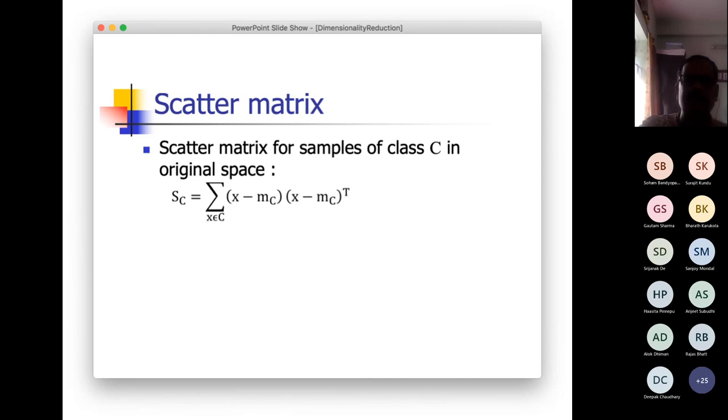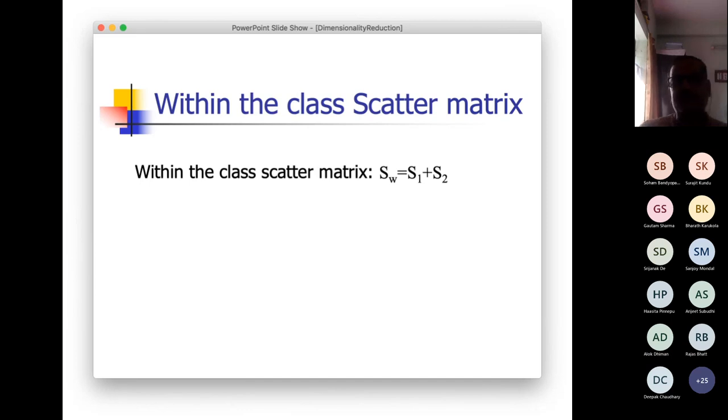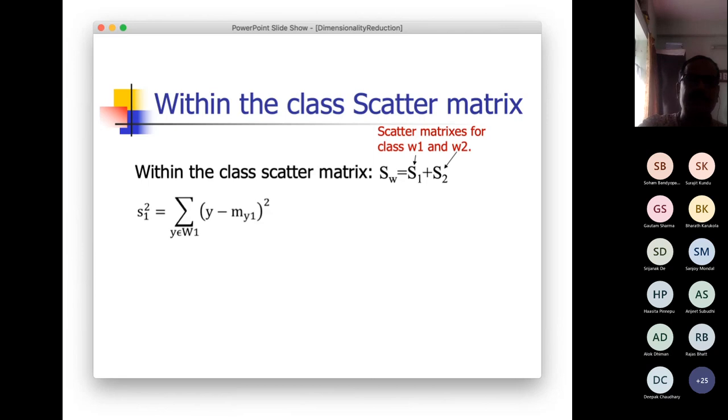That's all. So that is what the class scatter matrix is. SC is a scatter matrix, as you can see here. And similarly, within class, we define the within class scatter matrix. That means SW is S1 plus S2. That means each class has its own scatter matrix, and if you add them, that is the within class scatter matrix.